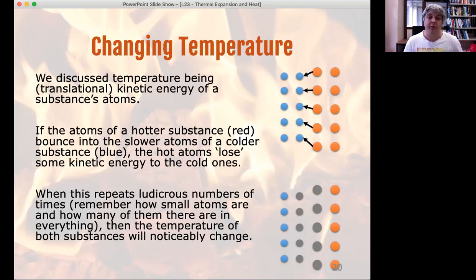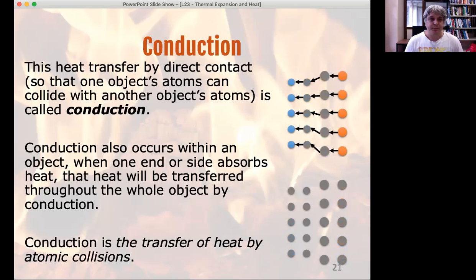The temperature of both objects changes until they reach thermal equilibrium, which, if you recall, just meant that the average temperature across both objects is the same. This is called conduction. Conduction is the transfer of heat by direct contact. The atoms are literally bouncing into another object's atoms and providing energy to them. Conduction occurs not just between objects, but actually within objects.